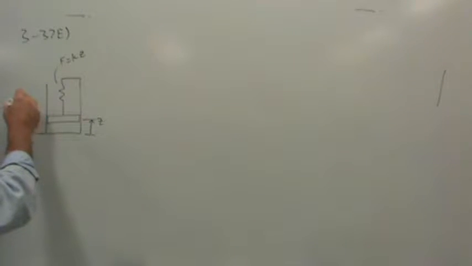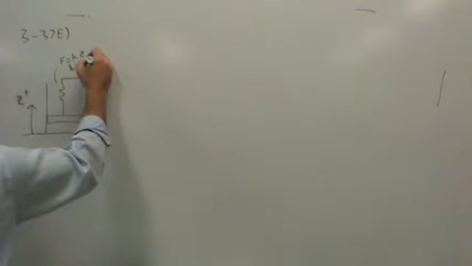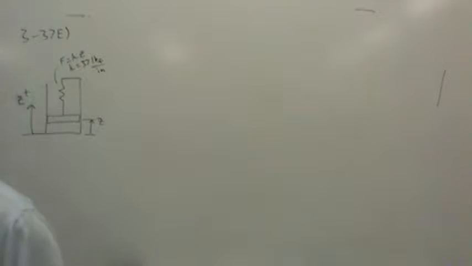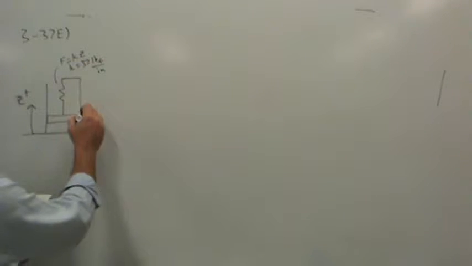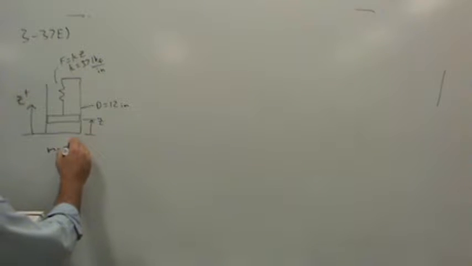Let me make a z positive axis like this. Anyway, the spring constant K is 37 pound force per inch. Be careful, we talk about pounds of mass and pounds force a lot in this course. There's a difference. Pounds force is force, pounds mass is mass. And 1 pound mass, of course, will weigh 1 pound force on Earth, but not on the moon. What else do we have? Well, the diameter of this thing is 12 inches. And the mass in the system is 0.2 pound mass.